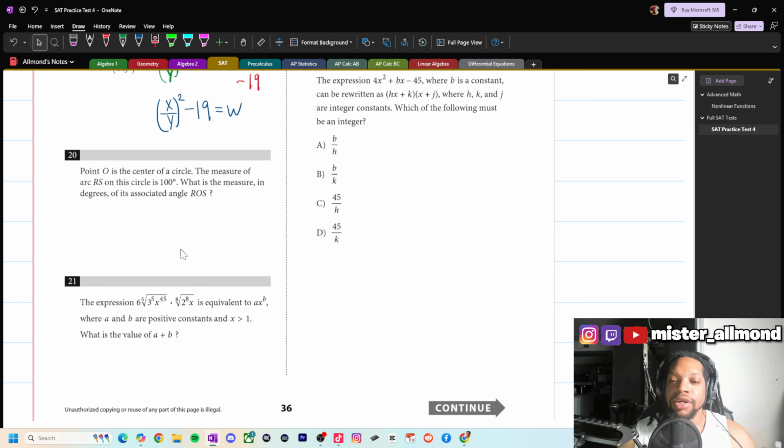Point O is the center of a circle. As soon as I see anything remotely geometric, I'm inclined to draw a picture. All right, point O is the center of the circle. The measure of arc RS on this circle is 100 degrees. So I'm just going to pick 2 points such that their arc is roughly 100 degrees.